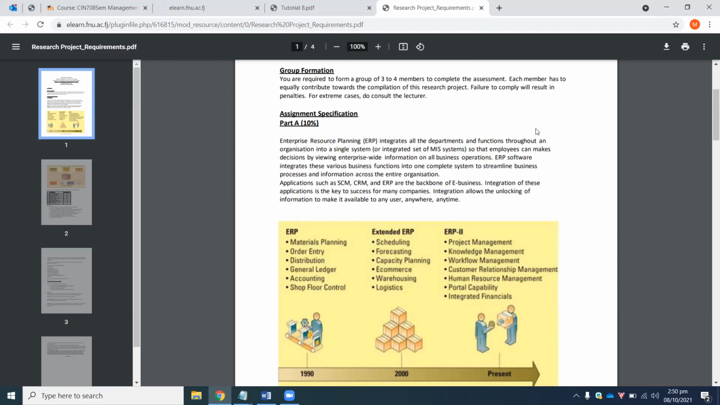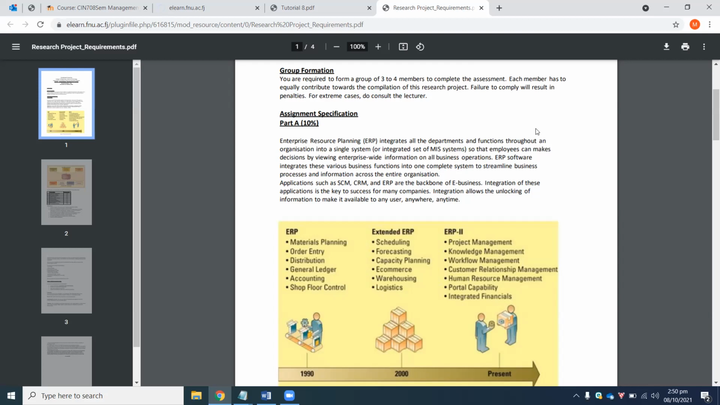Applications such as supply chain management, customer relationship management, and enterprise resource planning are the backbones of electronic business. Why? Because with CRM, SCM, and ERP, everything is done electronically. Everything is done in an automated phase. So that is what electronic business is all about. Integration of these applications is a key to success for many companies. Integration allows the unlocking of information to make it available to any user, anywhere, anytime.